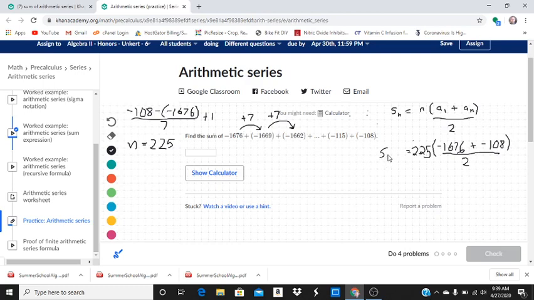And that's the sum of 225 terms. Work that out, and we get negative 200,700. And we got energy points. It's a good day. Let's try another one.